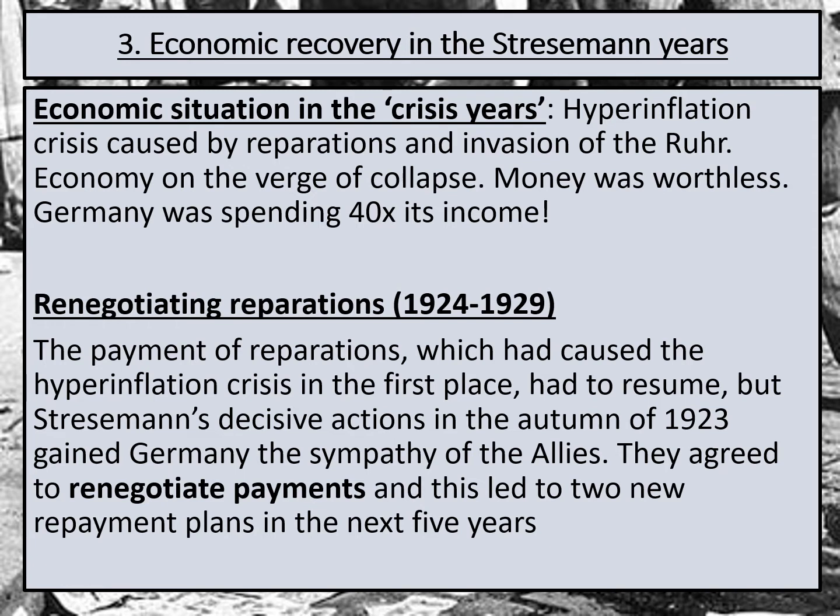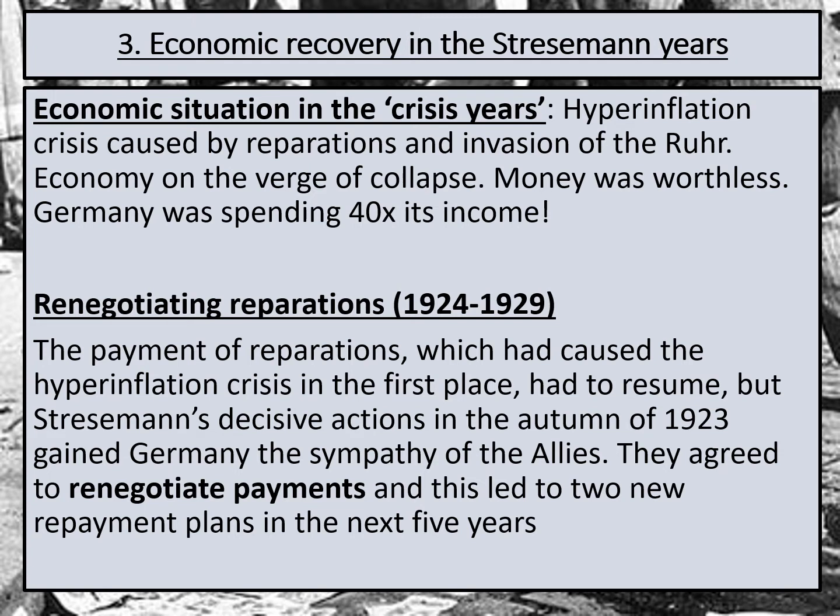The last area for revision this week is economic recovery in the Stresemann years. So let's remember what the problem was, and it links back to what we were just looking at, hyperinflation. The hyperinflation crisis caused by reparations and the invasion of the Ruhr. So remember in January of 1923, the Germans had failed to make their reparations payments, and the French decided they were going to collect by force by invading the Ruhr.